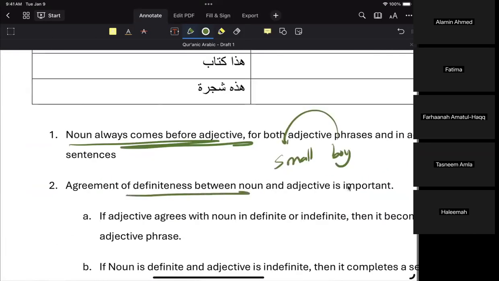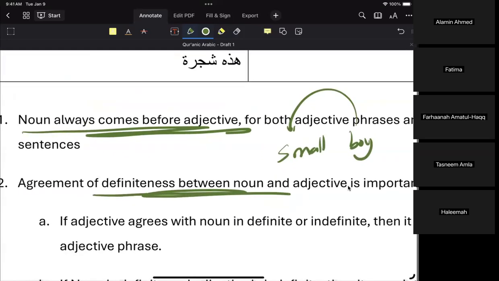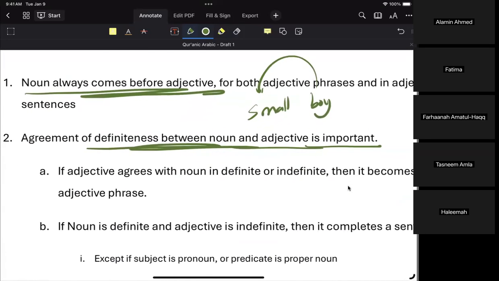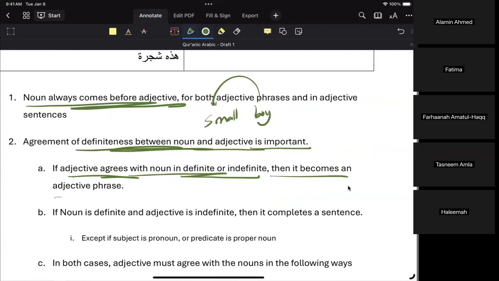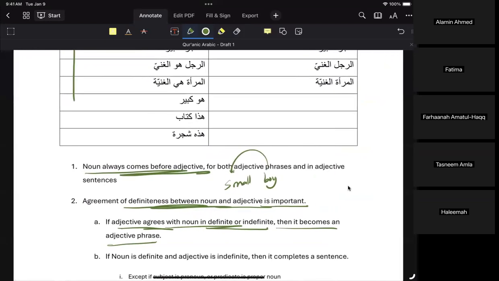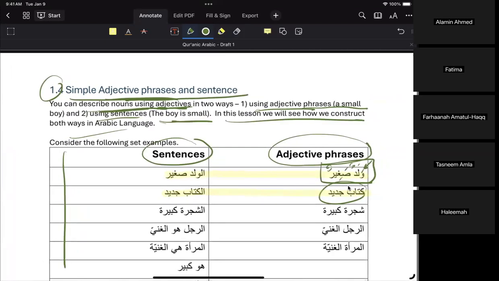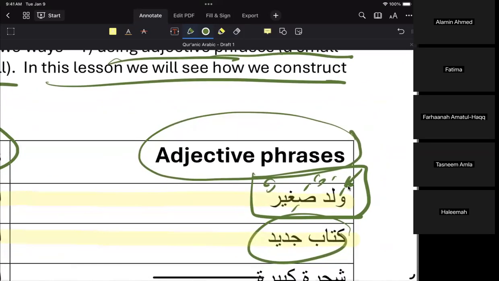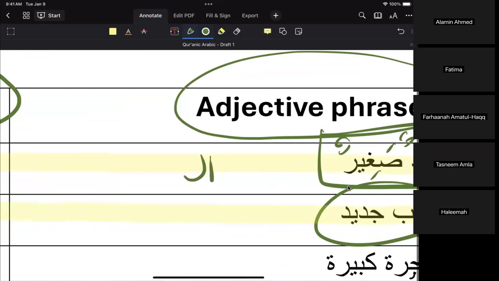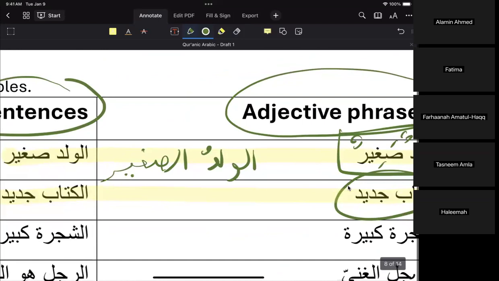Agreement of definiteness between the noun and the adjective is important. Why? If the adjective agrees with the noun in being definite or indefinite, then they become an adjective phrase. Okay, for example, if you say this one, we have al-waladu as-saghir. But what if I say al-waladu saghir? What we said is that if their definiteness matches.